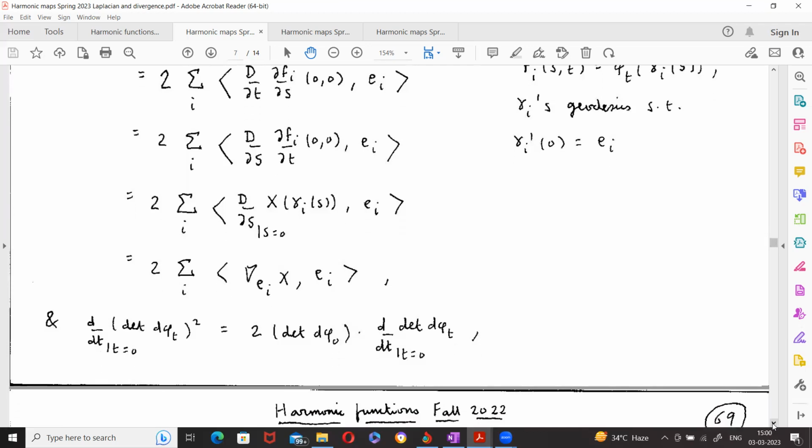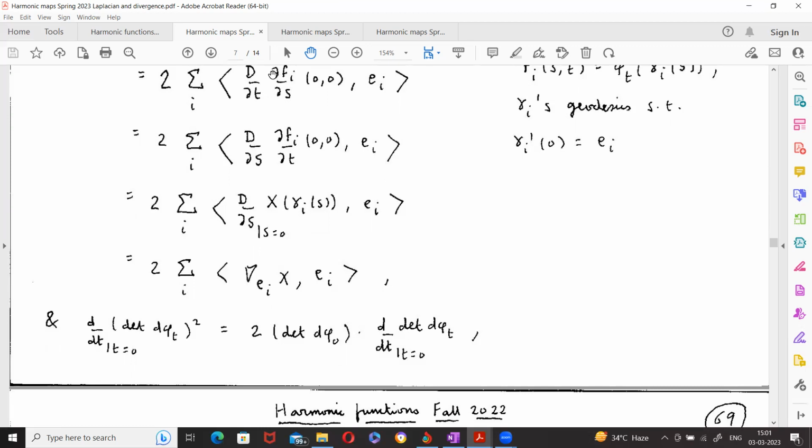In the first line that you have currently on the page, like 2 times sum over i inner product D/∂t ∂φ/∂s at (0,0). So you are taking the partial derivative of φ at (0,0), right? And then taking the covariant derivative D/∂t. No, no.